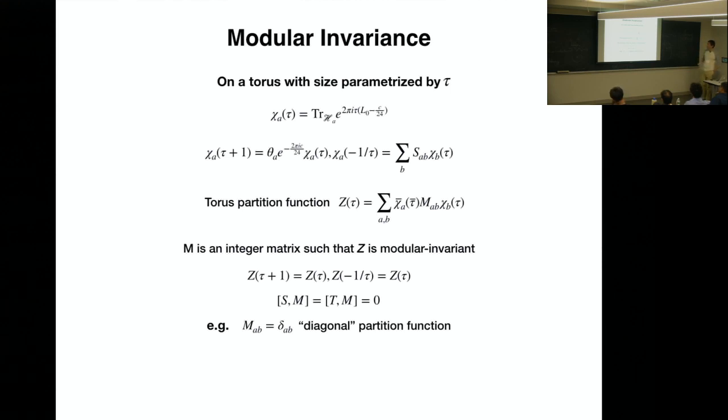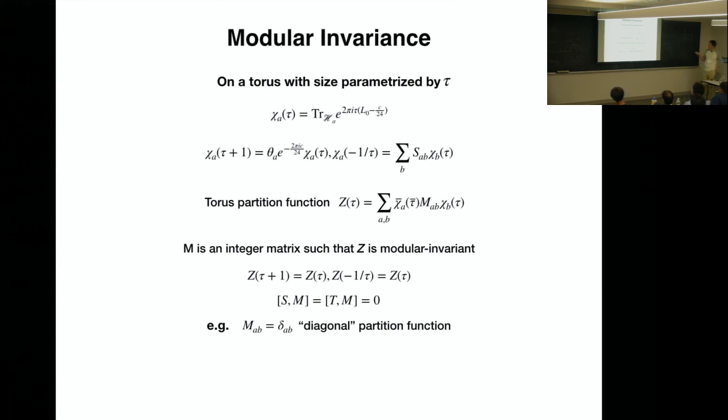takes this form, where M is an integer matrix, such that this combination is modular invariant. So that translates into a condition that M has to commute with S and T. Okay. For example, if we take M to be just delta AB, so we multiply chi bar of A with chi of A, then this is a diagonal partition function, but you could have other choices, and we just refer to them as non-diagonal partition functions.